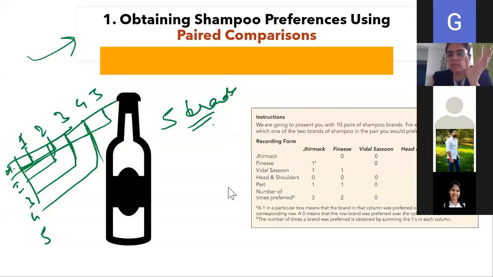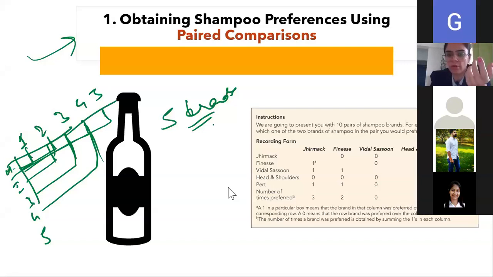Now they have given these numbers. I showed these two brands, Zermac and Finesse, to the respondent and asked which one is your preferred among these two. The respondent says Zermac, so I have given it 0. Then I asked Vidal Sassoon and Zermac, which brand will you give preference to? They again say Zermac. Then I asked Head and Shoulders and Zermac, they said Head and Shoulders, so I have given this one.